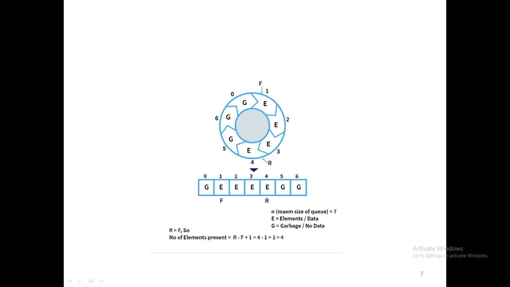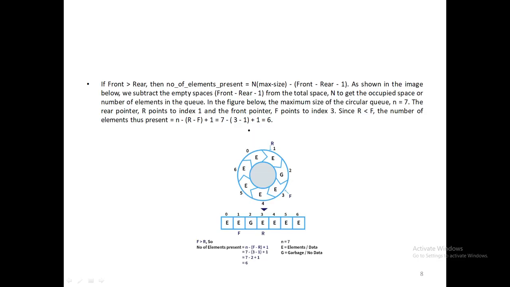If R is greater than F, the number of elements is R minus F plus 1, so 4 minus 1 is 3, plus 1 is 4. If front is greater than rear, for example, the elements are present in the first position and the third position, and in the second position there is no element. Then the number of elements is maximum size minus front minus rear plus 1. So here 7 minus 3 minus 1 plus 1, which is 6. So that is the number of elements present.